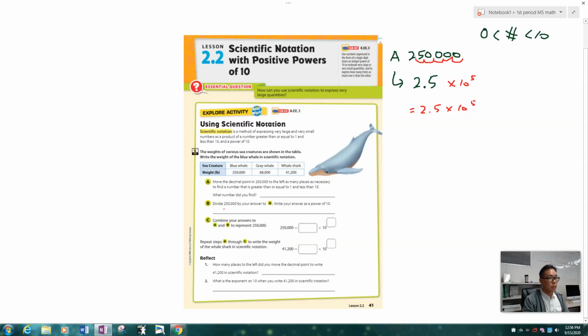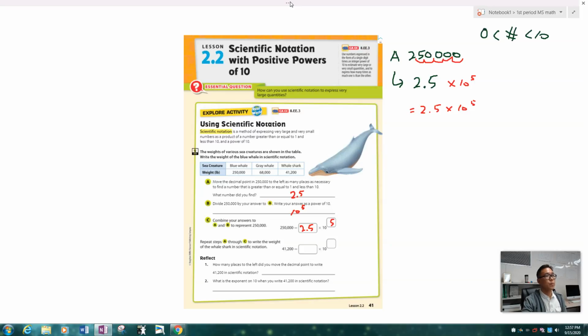All right. Write your answer of A, so I already did this one, right? In between 1 and 10, that's going to be 2.5. And how many times do I need to go to the right? 5 times. Power of 10, so 10 to the 5th power. So that means 2.5 times 10 to the 5th power. And if I want to do exactly the same thing, then let's do it again.